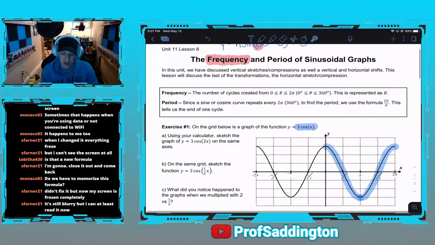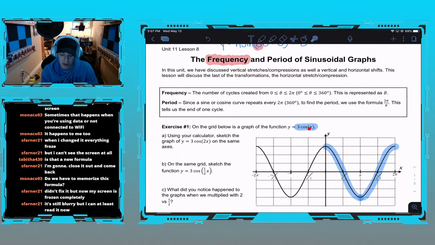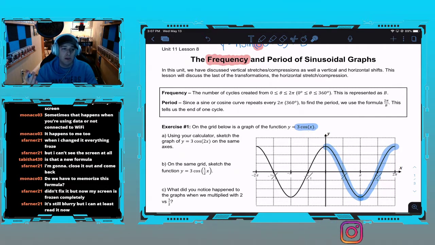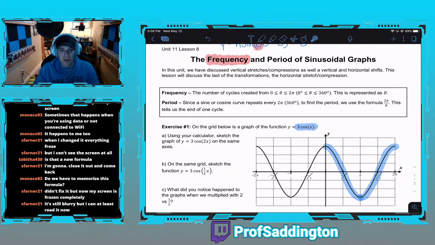That represents your B value. That represents the number that's next to the x. Well, since there's only one C, that means the number in front of the x should be 1. So now I'm going to graph this next one, the 3 cos 2x.